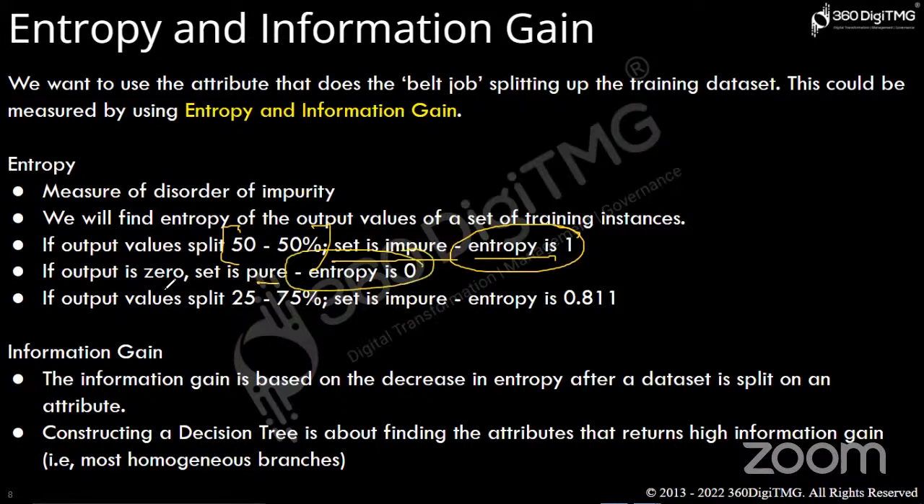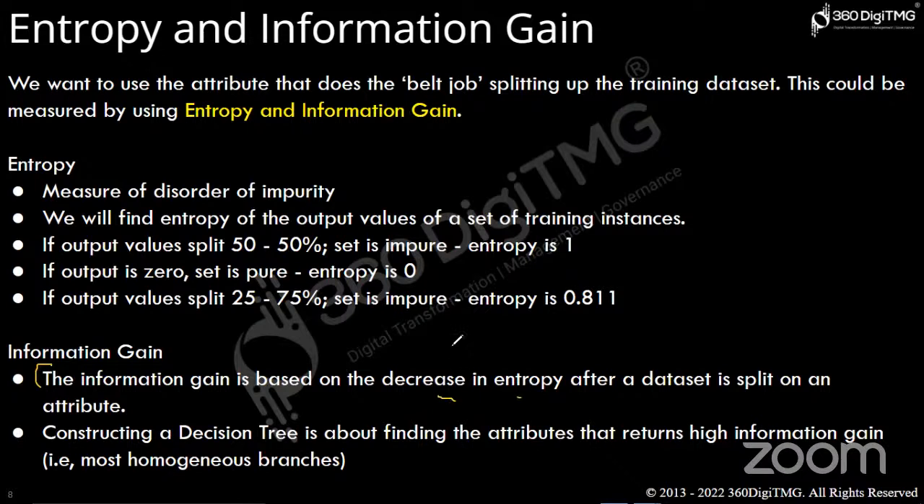If the output value splits 25 to 75 percent, the set is impure and the entropy value will be 0.8. So these are a few standard values that we are looking at. When it comes to information gain, the information gain is based on the decrease in entropy.